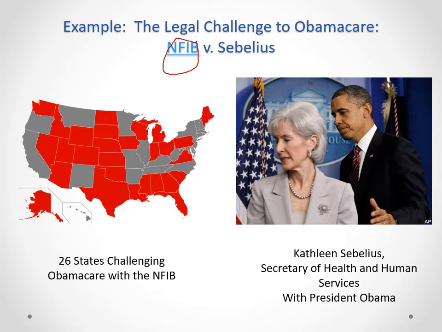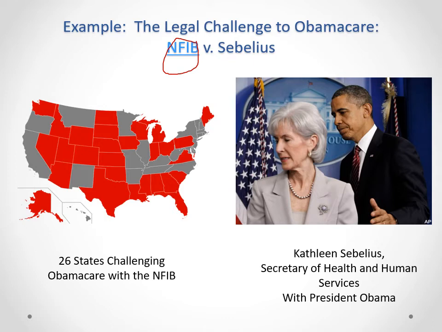The 11th Circuit was more cautious and they focused on the least popular portion of Obamacare, and that was the quote-unquote individual mandate, the requirement for individuals to buy health care or face a penalty. Okay, so the 11th Circuit said, we're not going to strike down all of Obamacare. We're just going to strike down this individual mandate. We don't think that the government should be forcing individuals to purchase health insurance.